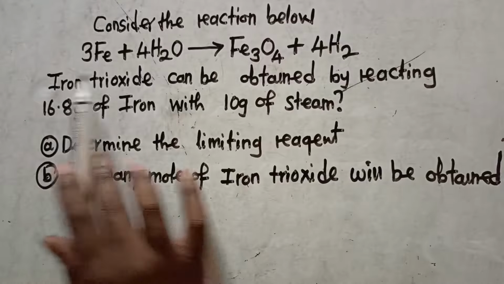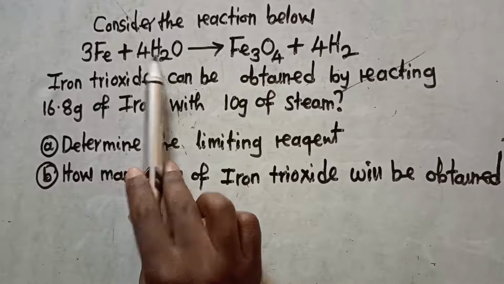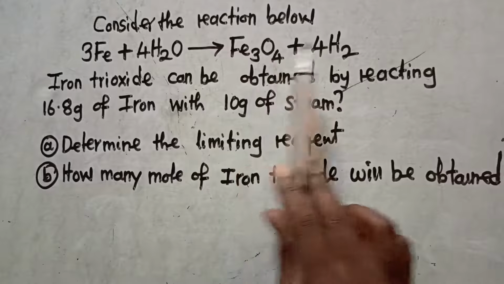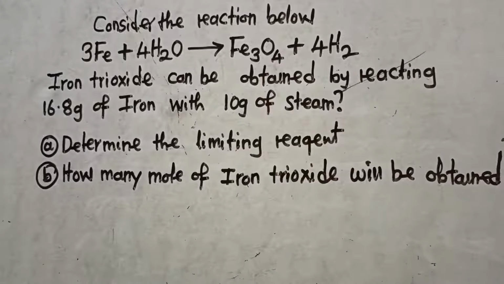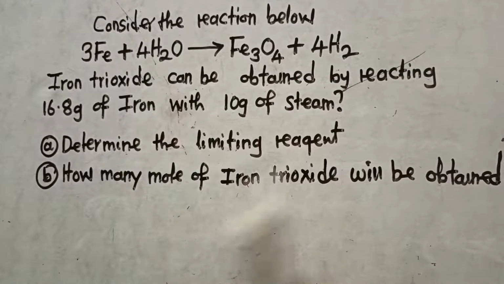But in this case, if you look, this one is in solid state, this one is in gaseous state, this one is in solid state, and this one is existing as a gas. So this is solid, gas, solid, gas. This is what you need to know. If you want to know the state symbols, I've told you.